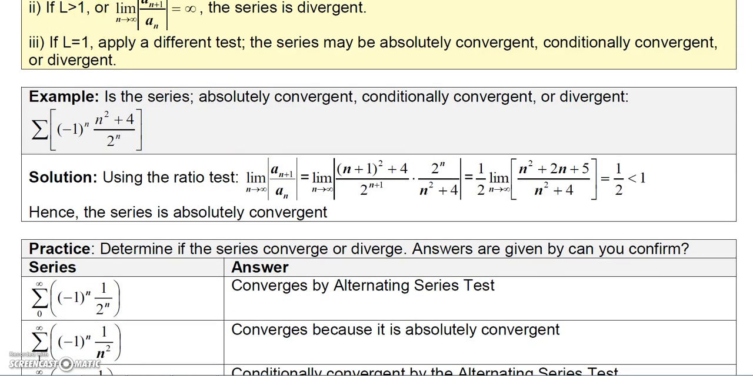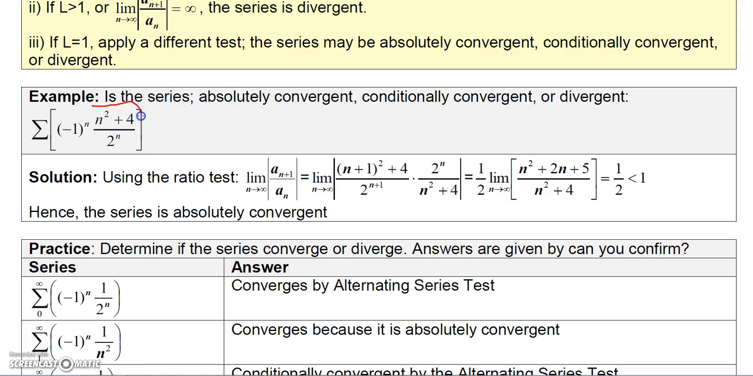Okay, so here's an example. The series of -1 to the n times n squared plus 4 over 2 to the n. So using the ratio test, I would take the limit of a sub n plus 1 over a sub n as n goes to infinity. If you replace this term, just the positive portion, because we're taking the absolute value, so the -1 won't apply, replace n with n plus 1, and what you'll get is n plus 1 quantity squared plus 4 over 2 to the n plus 1.